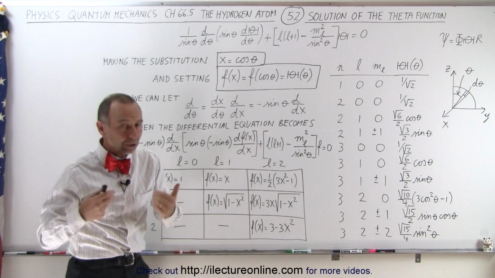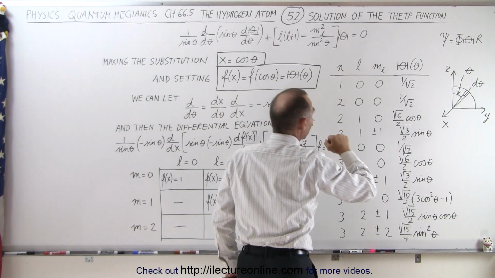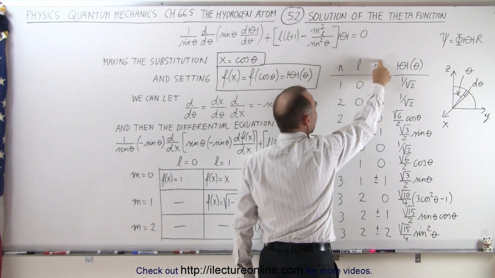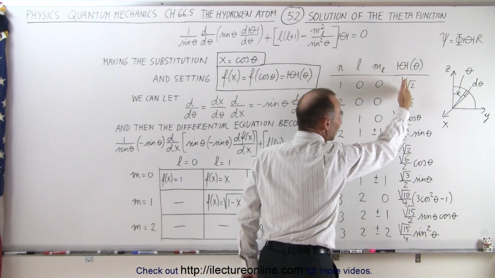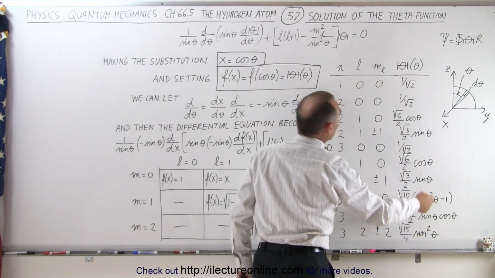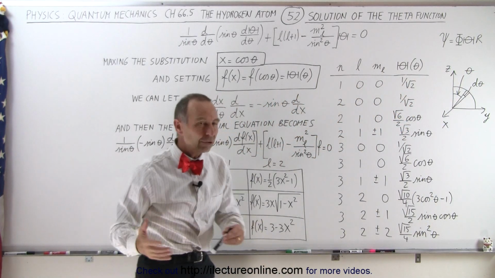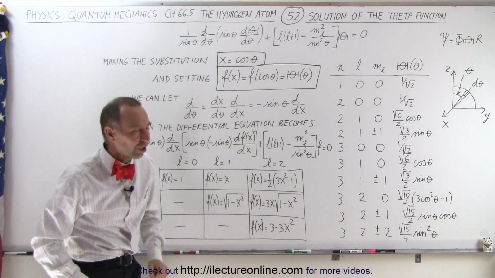Now, what we ultimately will get to is for different values of n, L, and m sub L, the principal quantum number, the angular momentum quantum number, and the magnetic angular momentum quantum number, for different combination values, we'll have these different solutions for this second function, the theta function. But how do we get those solutions from this differential equation? Now that's a little bit more challenging.